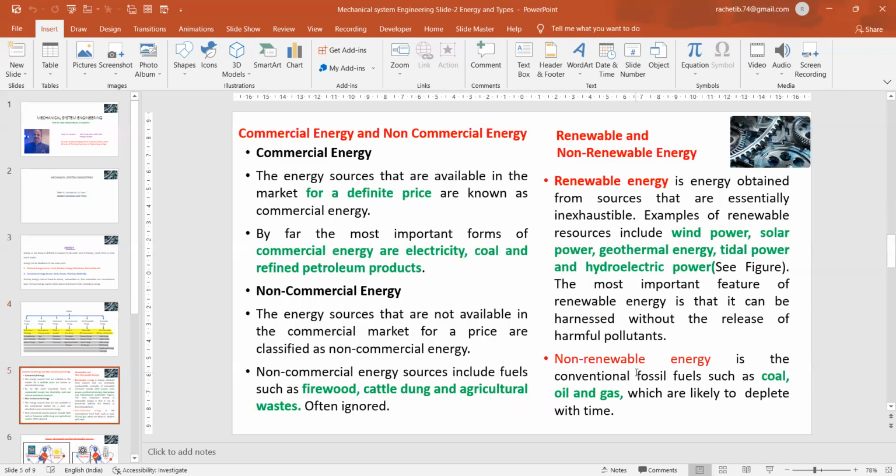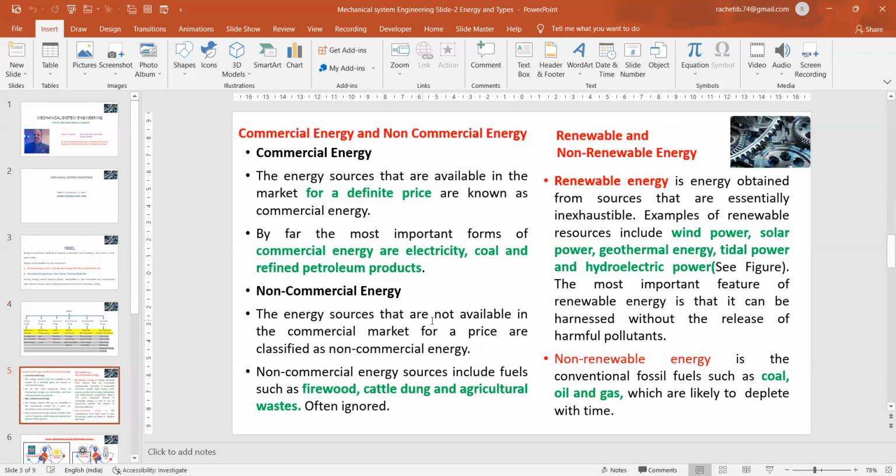Okay, so now we'll see what is commercial and non-commercial energy. Commercial energy: the energy sources that are available in the market for a definite price are known as commercial energy. By far, the most important parts of commercial energy are electricity, coal, and refined petroleum products. Means refined products, you can say petrol, diesel. So you are going to take it at the cost of money.